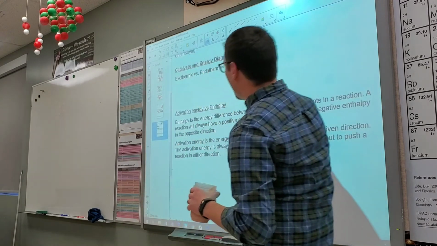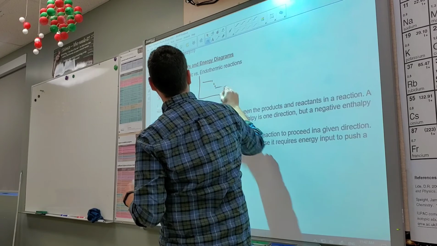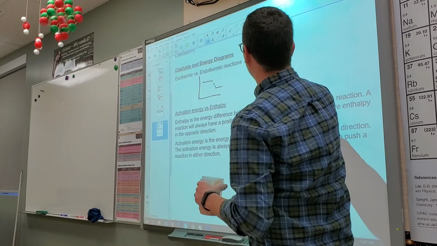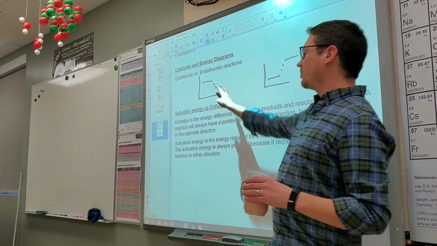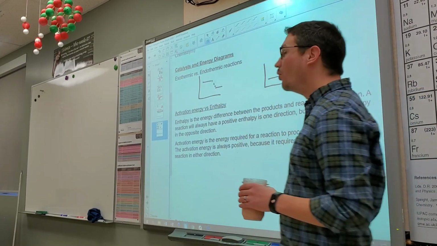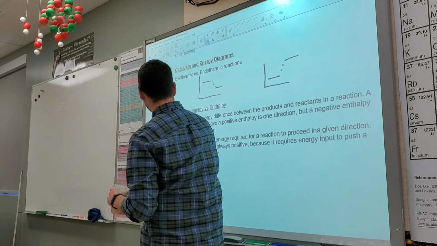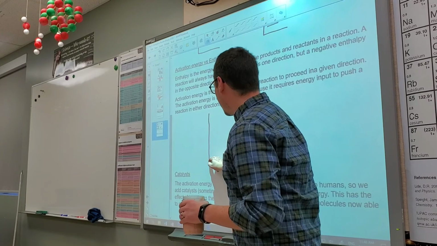Catalysts. We know about exothermic reactions and endothermic reactions, right? Did you know that an exothermic reaction is just the reverse of an endothermic reaction? Whoa, that's insane. Okay, good. And then we're just going to draw a real quick diagram.